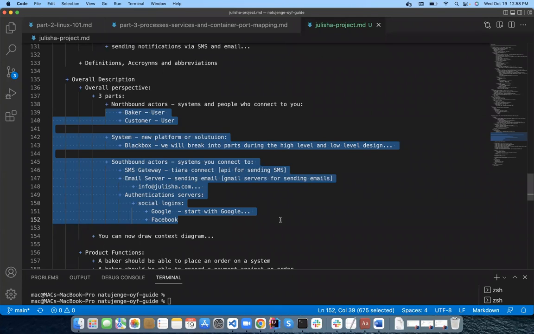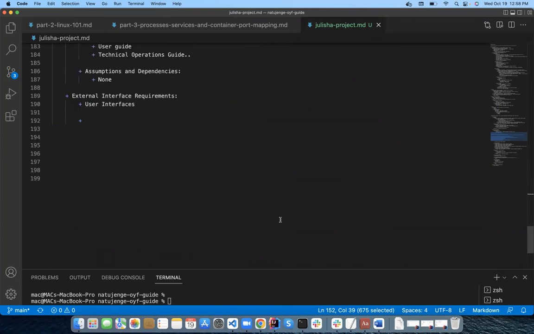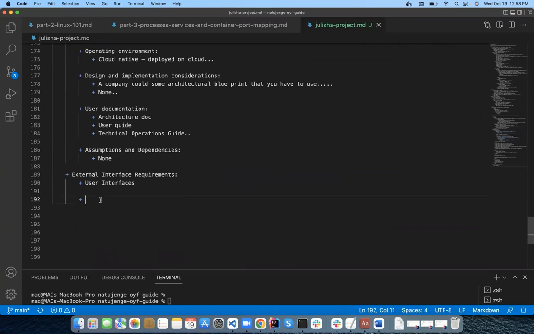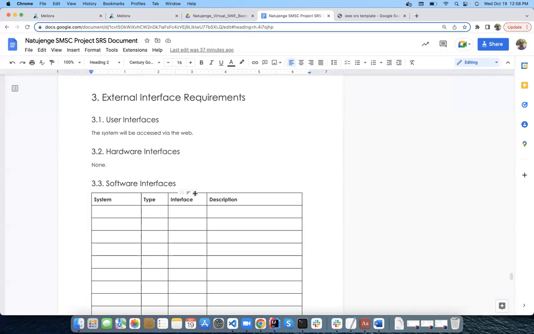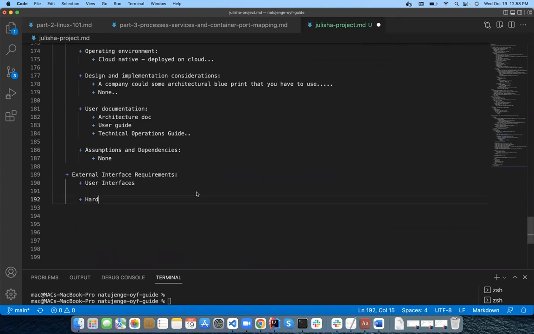So by the time you're bringing the new system, the assumption is this: the email service, the SMS service, those systems do exist. So what you're going to do here is to specify what interfaces we are going to use for that. So we'll come and look at the hardware interfaces.